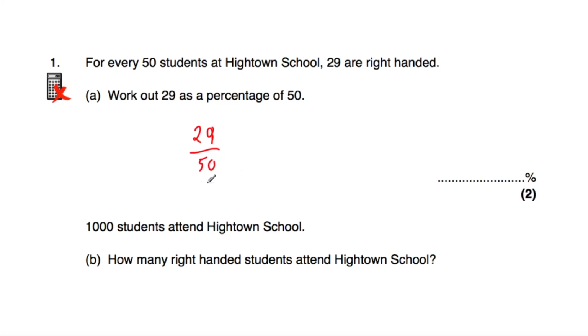Now that's actually quite a nice question because whenever we want to write something as a percentage, remember percentage means out of 100, percent per 100. So what we want to do is find an equivalent fraction with 100 on the denominator. To get from 50 to 100, we multiply by 2. So we're going to multiply the numerator by 2 as well, and 29 times 2 would be 58. So that means that 29 out of 50 would be 58 out of 100, which would be 58%, because it's out of 100. So it's just going to be 58%, and that's it.